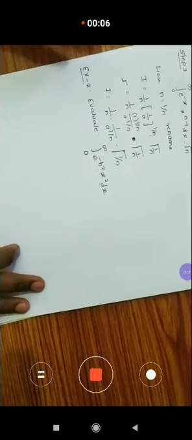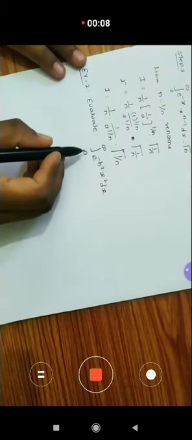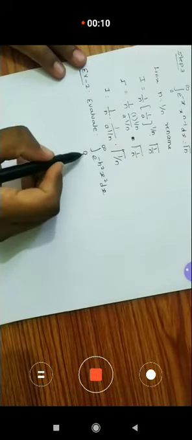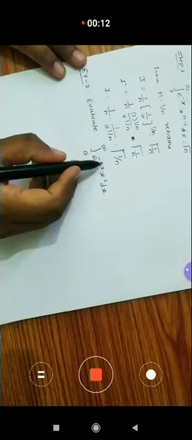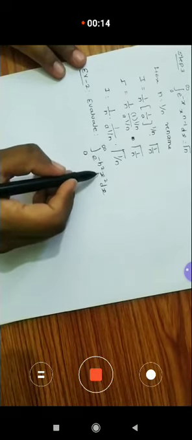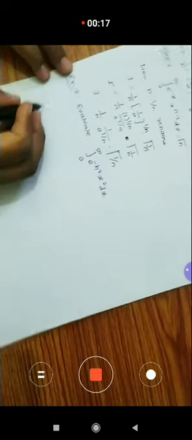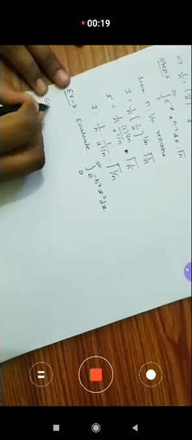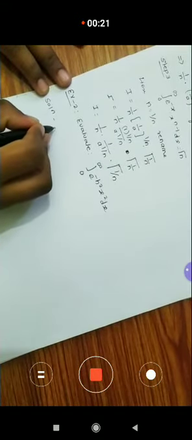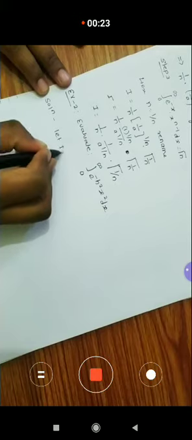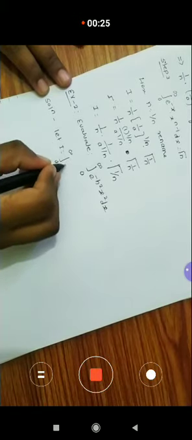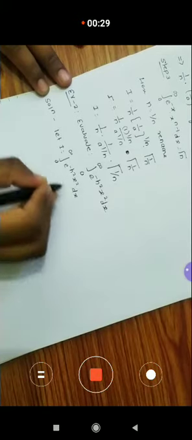Now we take an example based on the gamma function. We need to evaluate the integral from 0 to infinity of e raised to minus h square x square dx. So the solution of this becomes: let I equal our integral which we need to find. Now we take substitutions here.